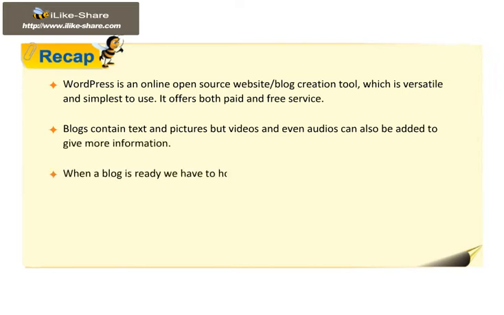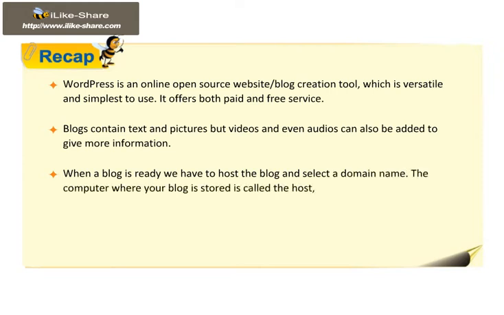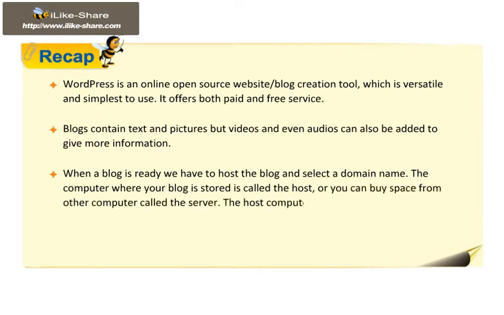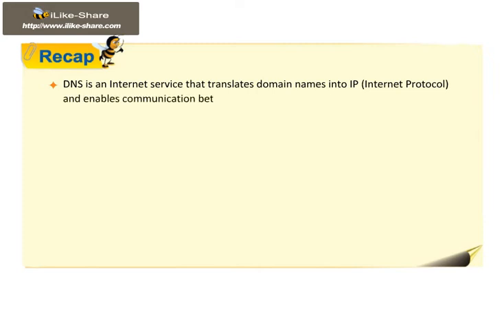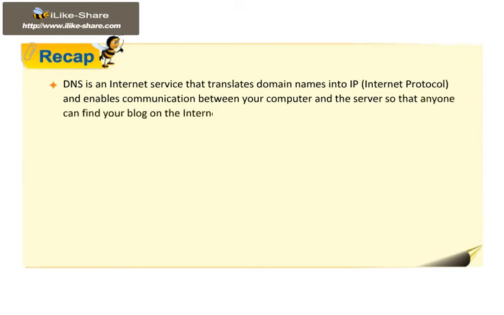When a blog is ready, we have to host the blog and select a domain name. The computer where your blog is stored is called the host, or you can buy space from another computer called the server. The host computer assigns a domain name. Domain name is the address of your blog which the user types on the browser to see your blog. It is also called URL, Uniform Resource Locator. DNS is an internet service that translates domain names into IP, Internet Protocol, and enables communication between your computer and the server so that anyone can find your blog on the internet by typing the domain name.